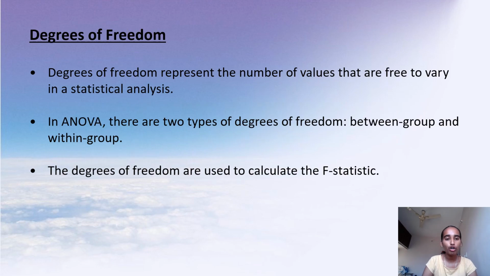Let us see degree of freedom. Degree of freedom represents the number of values that are free to vary in the statistical analysis. In ANOVA, there are two types of degree of freedom, between group and within group. The degrees of freedom are used to calculate the F statistic.